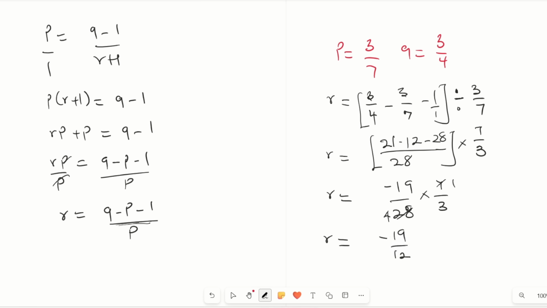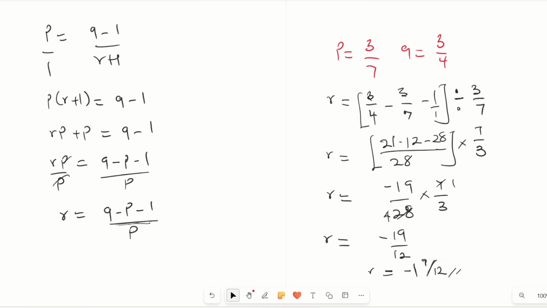Now, this is an improper fraction. So we must ensure that anytime you are solving a question in core mathematics, we do not leave our answer in improper fraction. We leave it in mixed fraction. So R will be equal to, how many times will 12 go into 19? 1. So we have negative 1, with remainder 7 over 12. So negative 1 whole number, 7 over 12 will be the value of R when P is 3 over 7 and Q is 3 over 4.